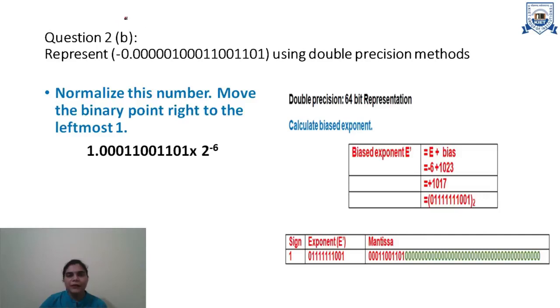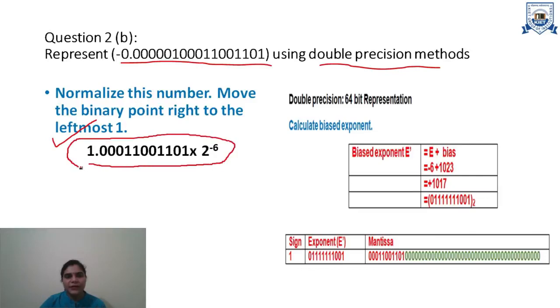The second part of this question is to represent this number in double precision representation. As we have seen, the number is already normalized because it is given in binary form. So the normalized form of this number is this. Now we will calculate the biased exponent. In this case, the bias will be 1023. So we will have 1017. Now this number will be converted into binary.